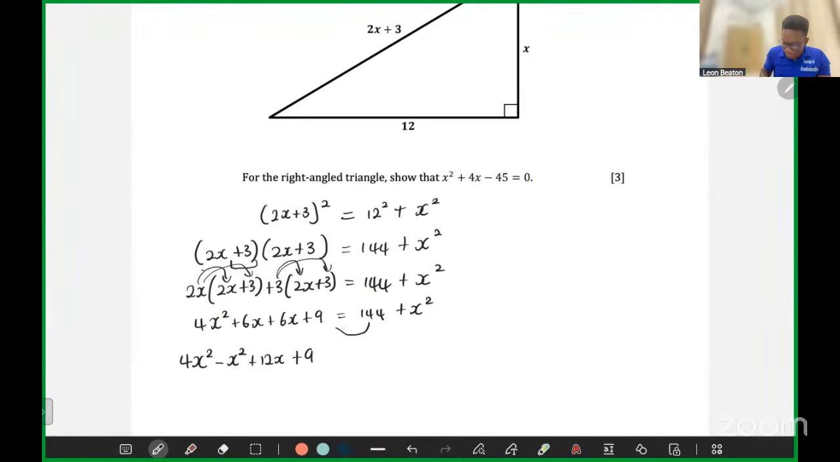And then we take over the 144. It's a plus 144 to become minus 144, is equal to 0. And we took over everything on this side.